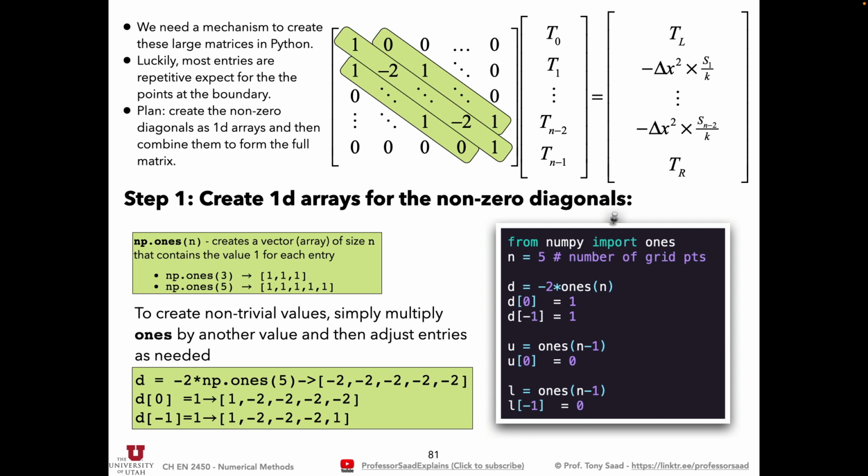But also pay attention to the size of these diagonals. The main diagonal has size n, which is the number of points on that rod or the number of equations we're solving. The first upper and the first lower are of size n minus 1. So that when you combine them together to make a matrix, everything is going to be consistent.